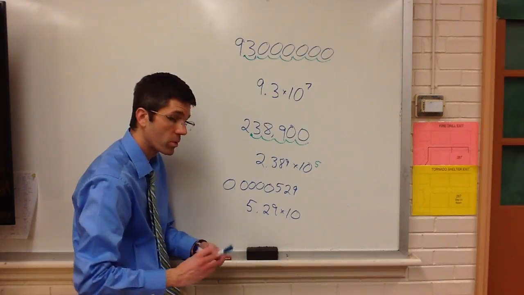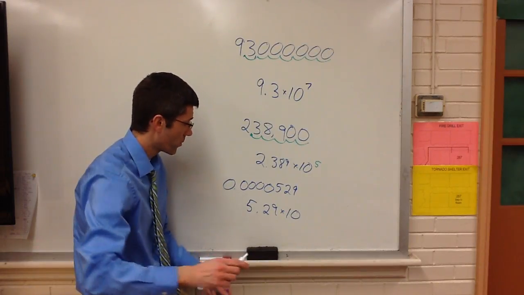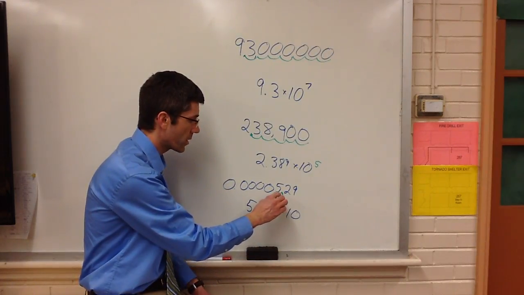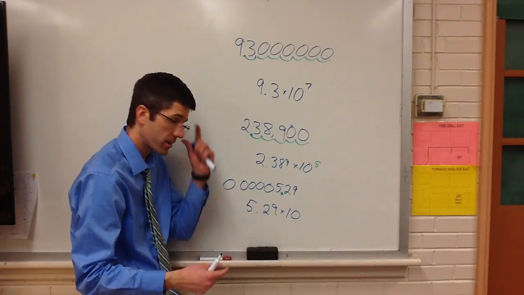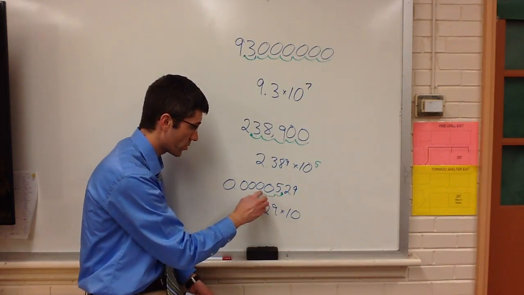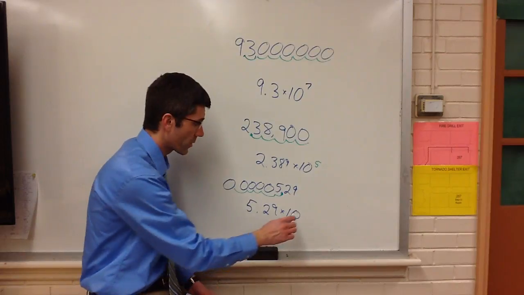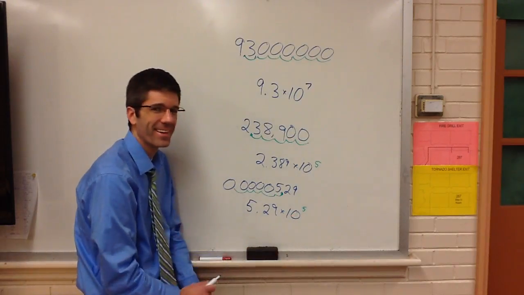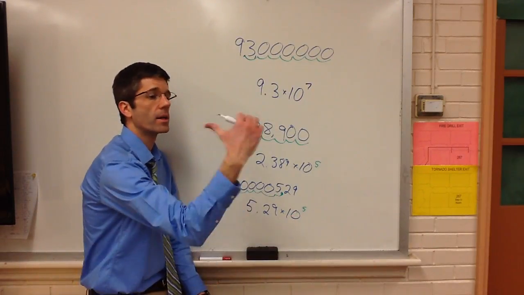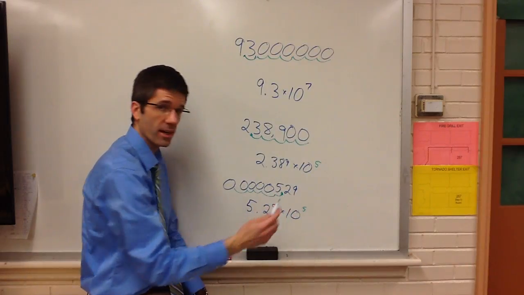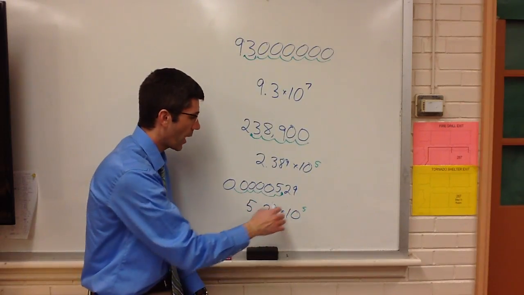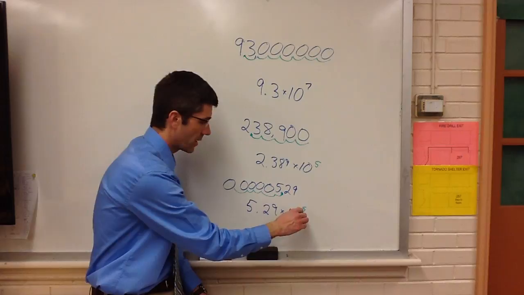Okay, so I'm going to move my decimal from where I want it to be to where it is, and that tells me how many places I would have to move it. So I'm going to go 1, 2, 3, 4, 5. There we go. 5, right? No. I went to the left, therefore it's -5.